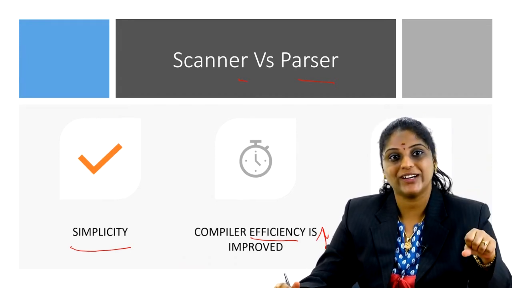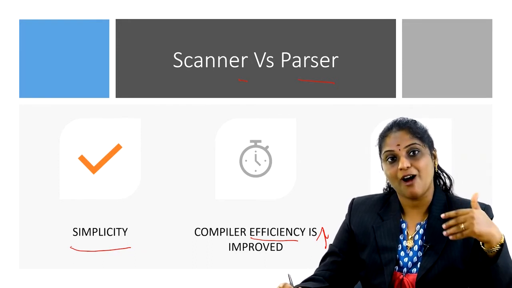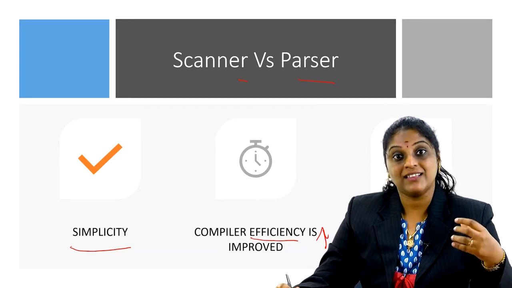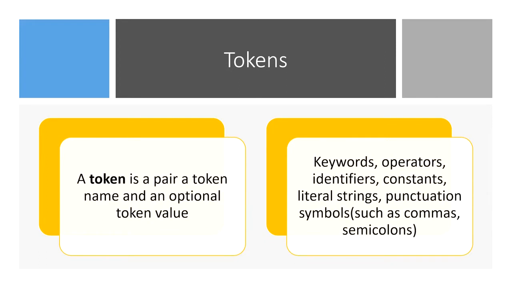What actually is a token? Let us see in detail what is meant by a token and how each and every token is generated by the lexical analyzer. A token is nothing but a pair of a token name and an optional token value. We will have a token name and a value for it. All the keywords, operators, identifiers, constants, literal strings, and punctuation symbols such as commas and semicolons are denoted as tokens.